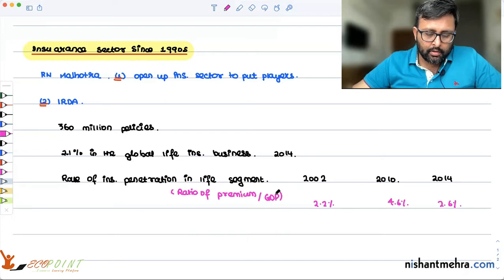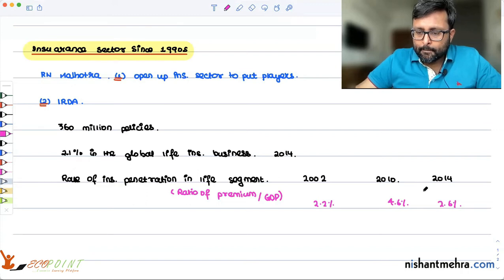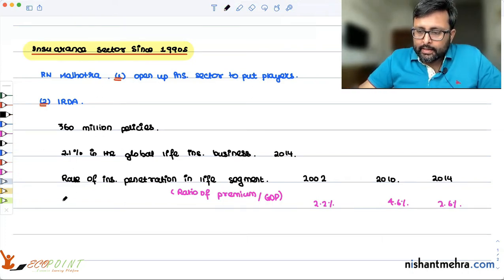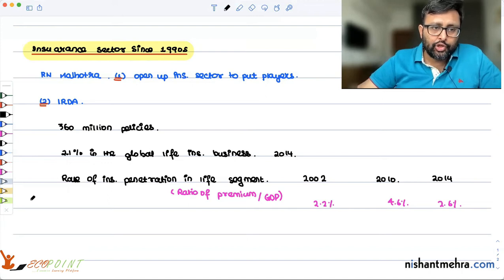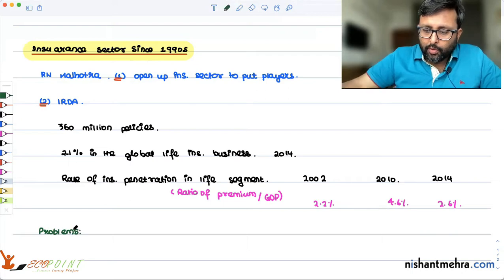And the authors say, why there is a lower penetration, or why the growth rates have gone down. The reason could be that there is inflation and it has decreased the disposable income. So the overall intention to buy life insurance has gone down. Then they say that there are a few problems in the insurance sector.